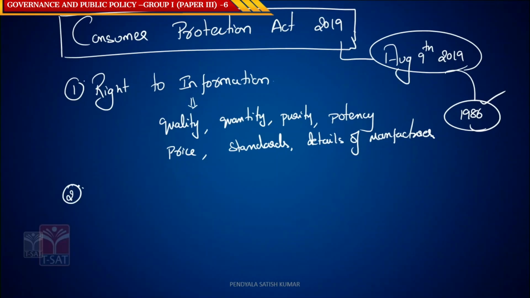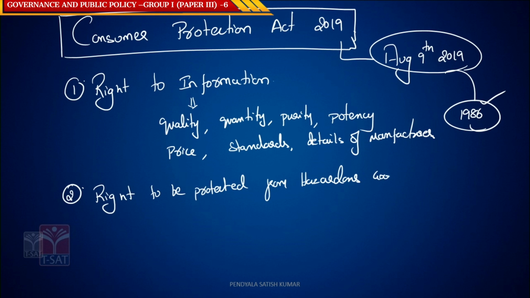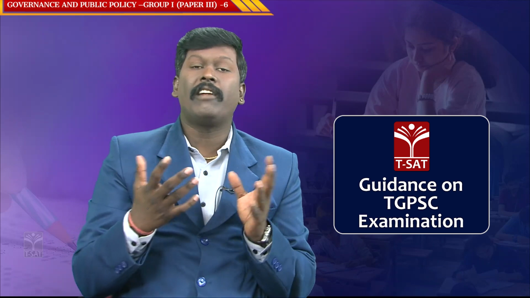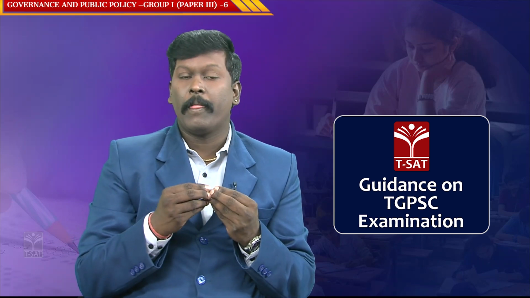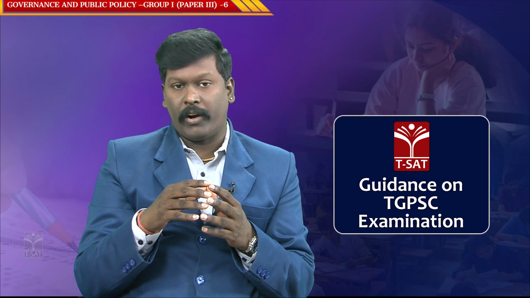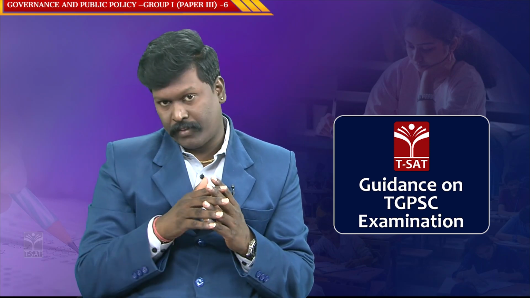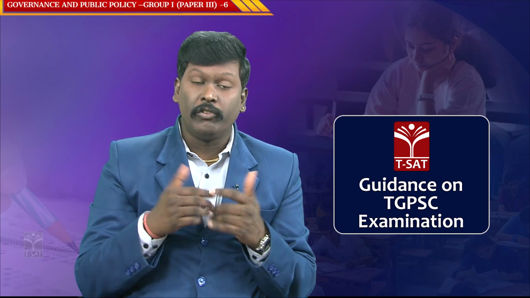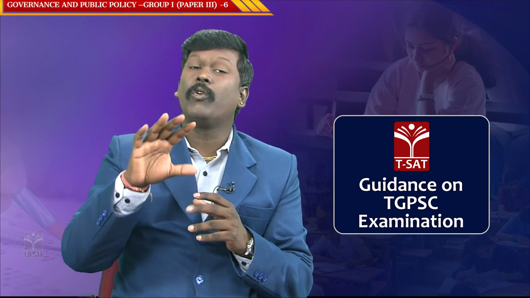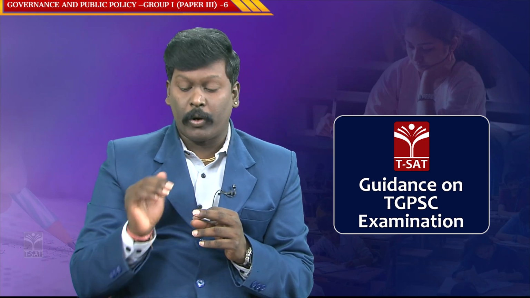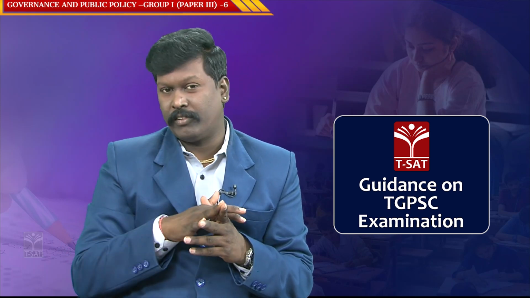Now what is the second right of the consumer? The second right of the consumer is the right to be protected from hazardous goods and services. What is the meaning of this? Whenever we take any products, a few products have a warning written on them which says that this product should not be given to people of such and such age, this product cannot be consumed, or this product should be kept in a cool place. All these are to protect us from any hazardous goods and services.